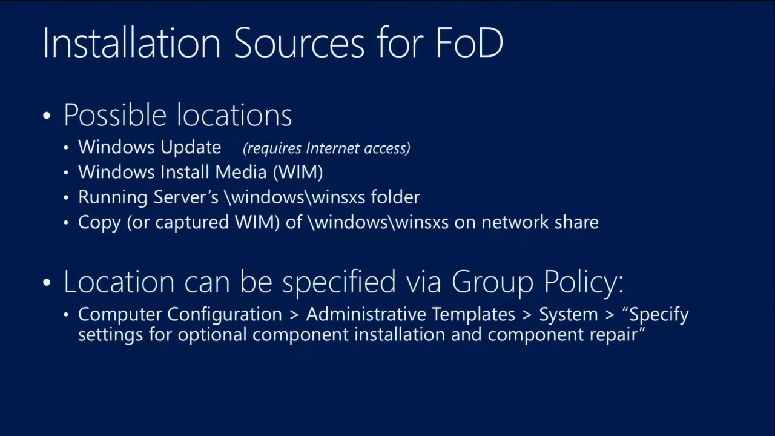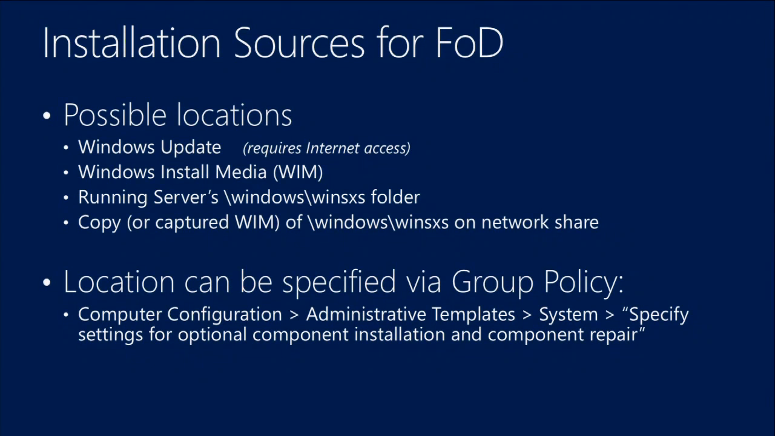When you want to deploy the features and they are removed, you have to go to some external source, right? So the Features on Demand feature is about allowing you to go to external locations and get the relevant files for the feature that you want to install. You can get them from Windows Update. You can get them from the media, the DVD, or the file on the DVD that is the combined media of Windows Server. You can get them from a running server that has a side-by-side store with these features on. Or you can create a share with a copy of the media and point there.